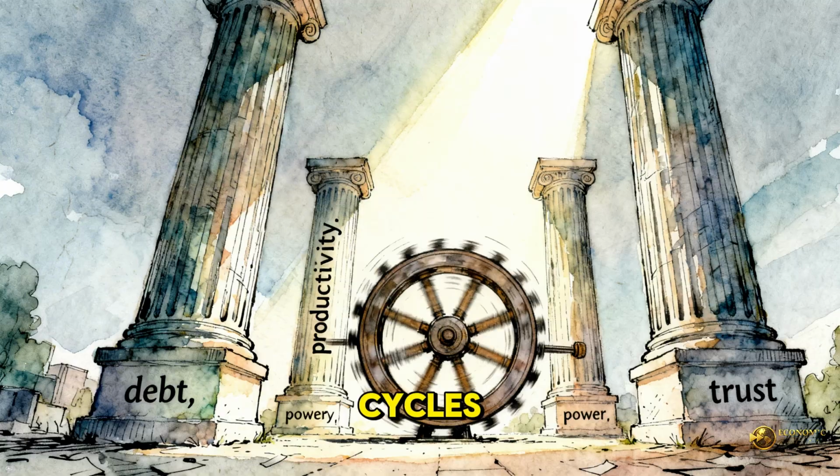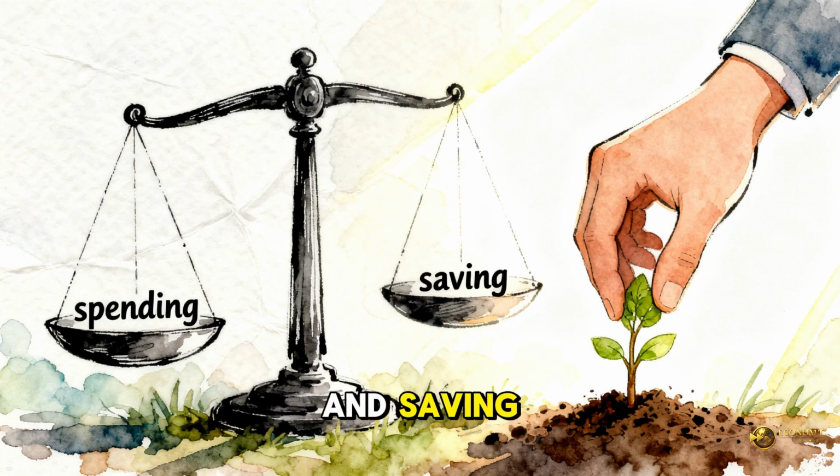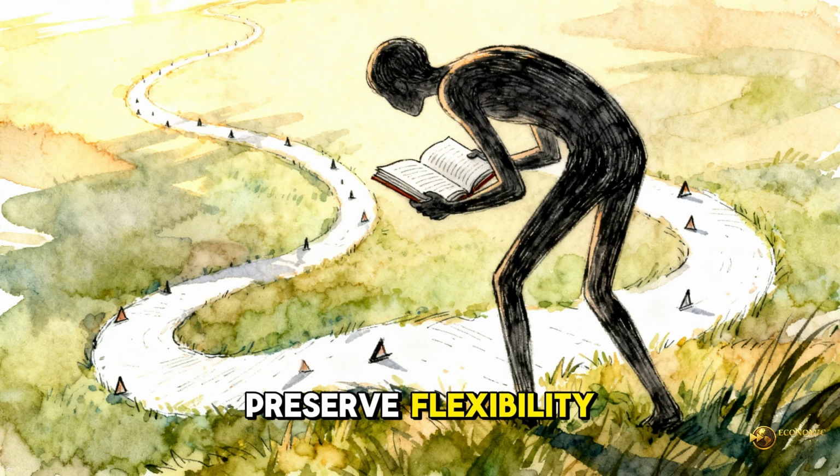Individuals cannot stop cycles, but they can align with durable principles. Maintain balance between spending and saving. Invest in productive assets. Preserve flexibility. Prioritize education. Treat risk with respect. These lessons are not dramatic, they are consistent.